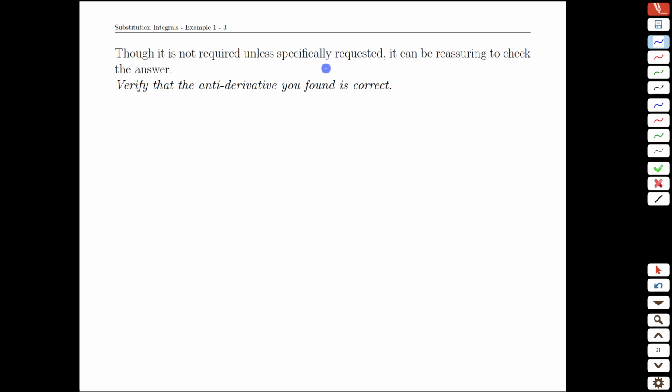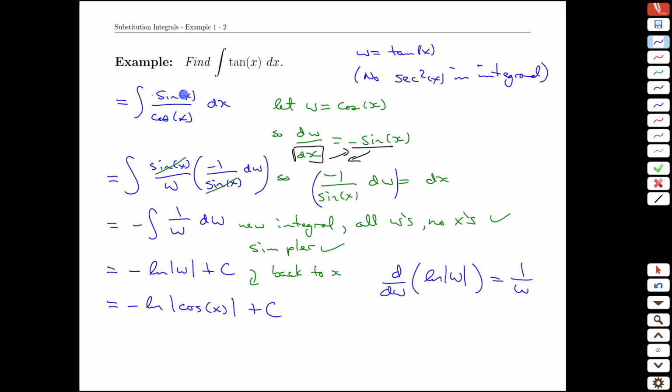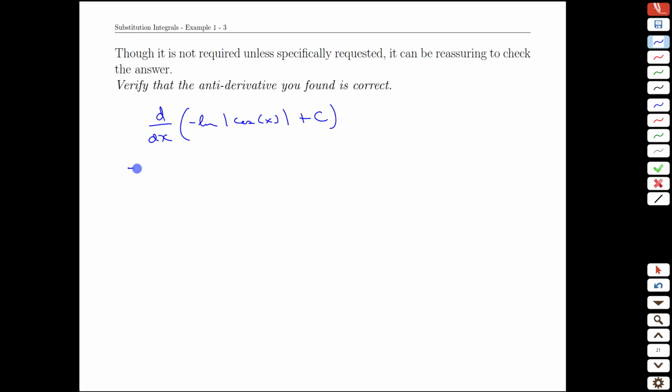If you're writing a test or an exam and you have 2 or 3 minutes to spare, it is really worthwhile checking your answer because it is so easy. Remember, all you do to check an answer is take the derivative. Let's go back a step. We were integrating tan of x, and we claimed that this was the antiderivative. If that's true, we should be able to differentiate this and get tan of x back. So let's differentiate that and see what we get.